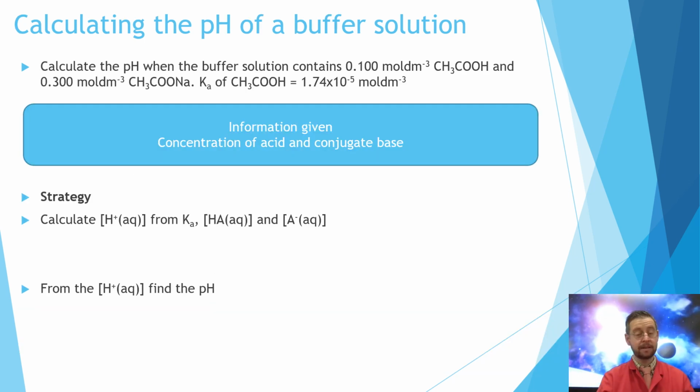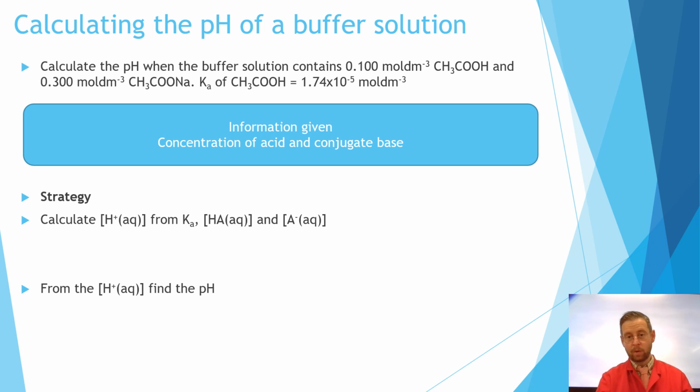Well, that's all great and good, but now we have to actually apply this to some calculations. So take a look at this worked example. It wants to know the pH. There's a buffer added, and it gives the concentration of the acid as 0.1 moles per decimeter cubed, and of the conjugate base 0.3 moles per decimeter cubed, and it also gives the acid dissociation constant Ka as equaling 1.74 times 10 to the minus 5 moles per decimeter cubed.